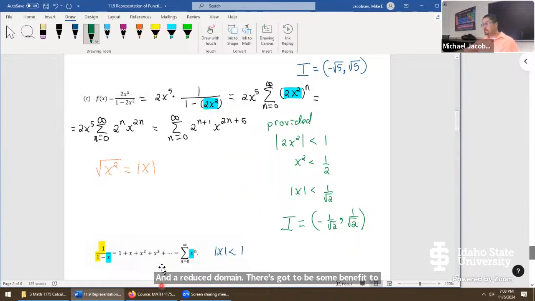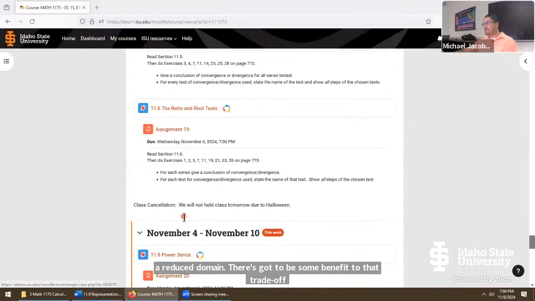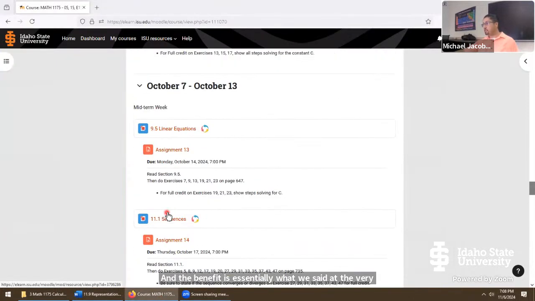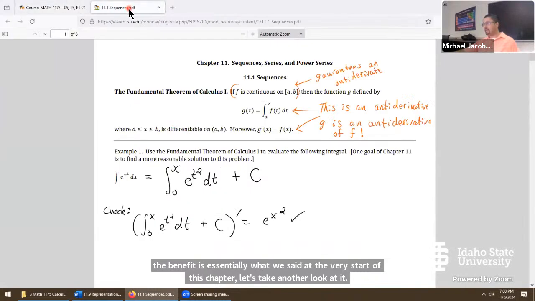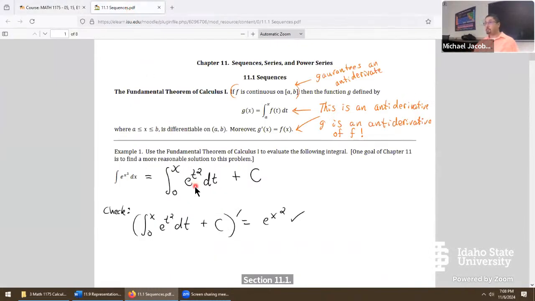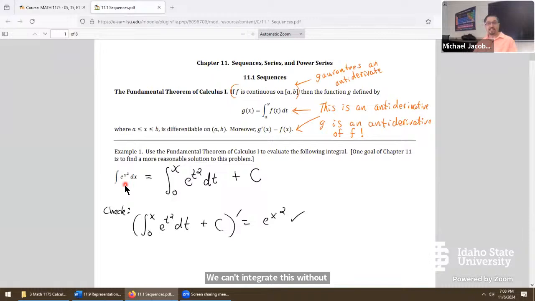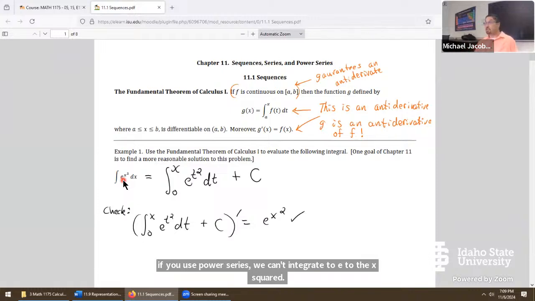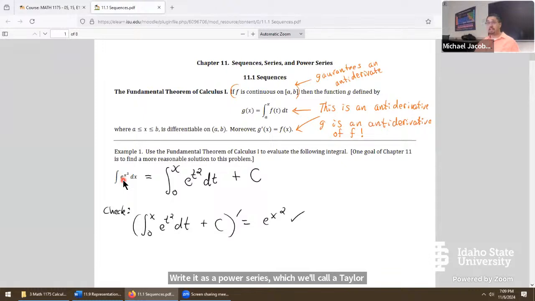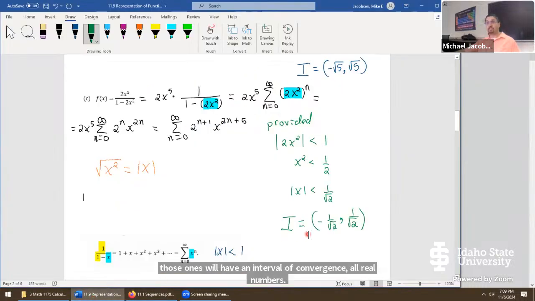And the benefit is essentially what we said at the very start of this chapter. Let's take another look at it. Section 11.1 says if you can get a power series going, you can actually give a better answer to something like this. This is going to be something we do after Taylor's series, for example. We can't integrate this without resorting to the fundamental theorem of calculus. Sorry, I should be pointing here by the red dot. But if you use power series, we can integrate e to the x squared. Write it as a power series, which we'll call a Taylor series, or maybe a Maclaurin series. And those ones will have an interval of convergence, all real numbers. They're not as restrictive as what we're seeing right here.